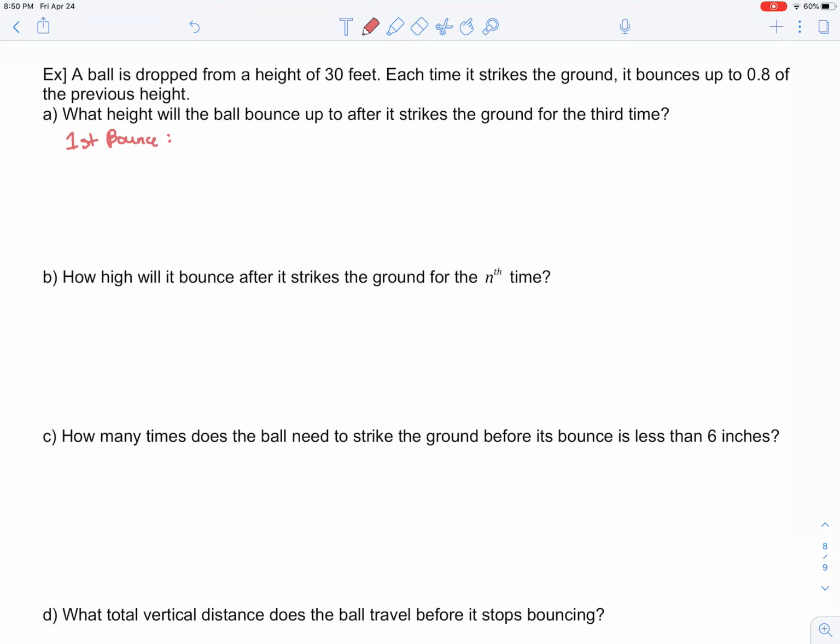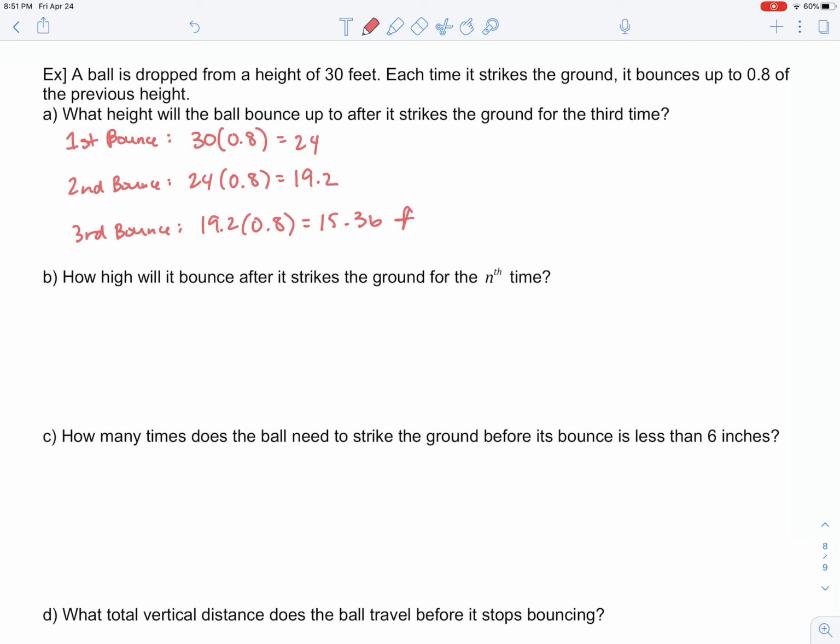So that will be the previous height, right, which is the original height, which is 30, times 0.8, right? So the first bounce, it will bounce up to 24 feet. The second bounce, you take the previous height of the ball, which was now 24, multiply that by 0.8. So after the second bounce, it will rebound up to 19.2 feet. So the third bounce, that's what we're being asked to find, we take that previous height and multiply that by 0.8. So that would be 15.36 feet.